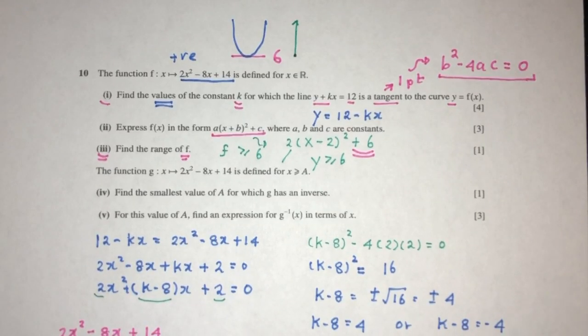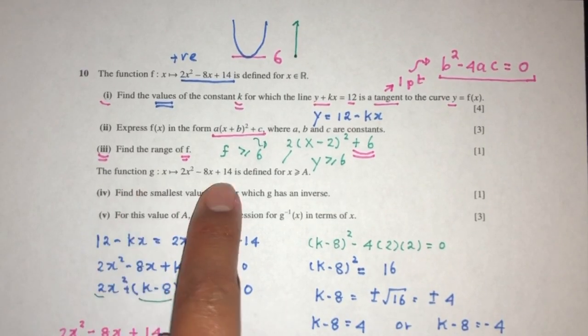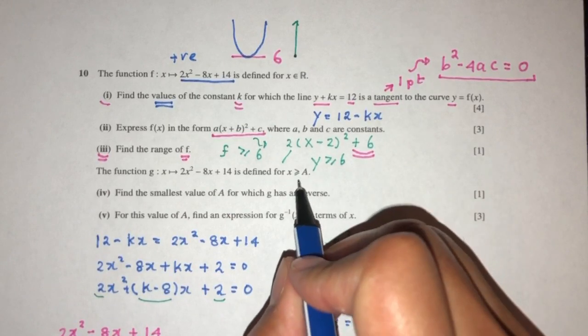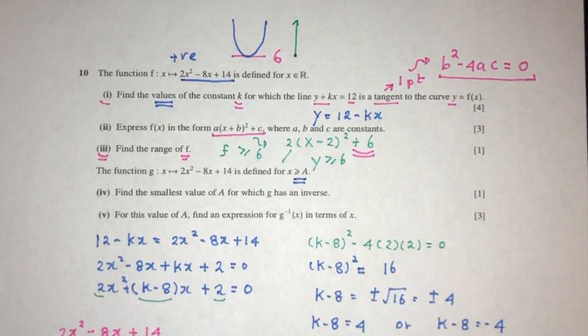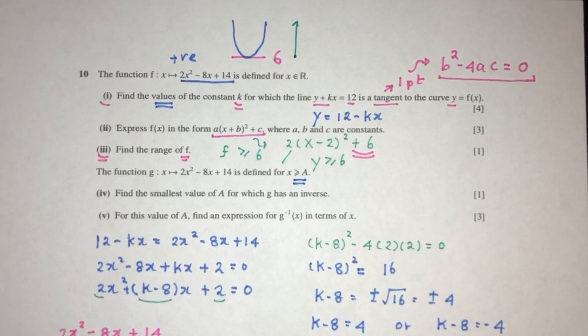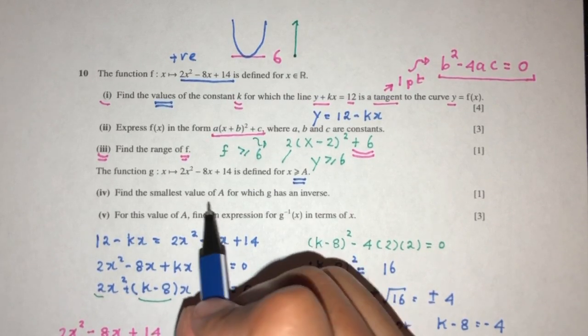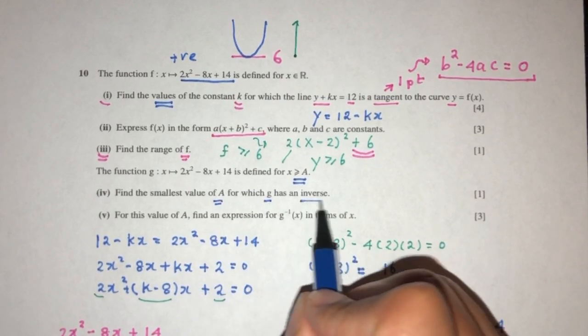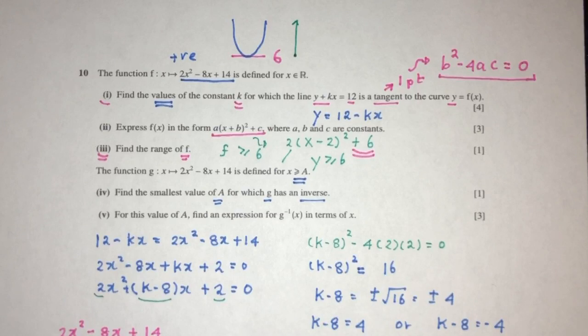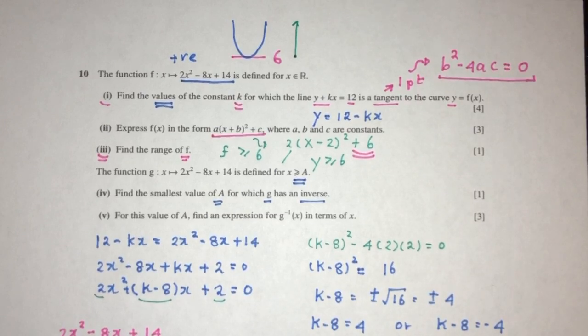Now for part 4, the function g of x is the same thing, defined for x more than a. Now the question: find the smallest value of a for which g has an inverse. Now we have done this question many times before. A function has an inverse if it is a one-to-one function.